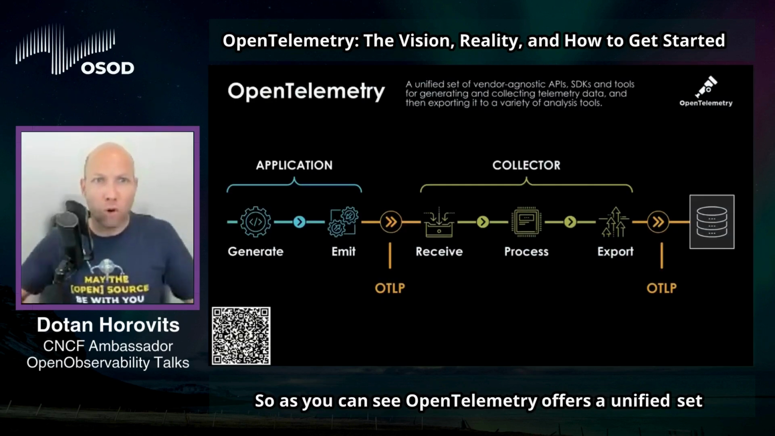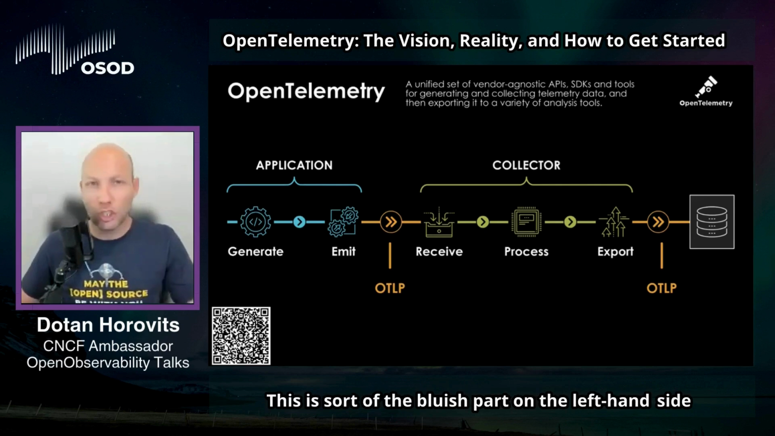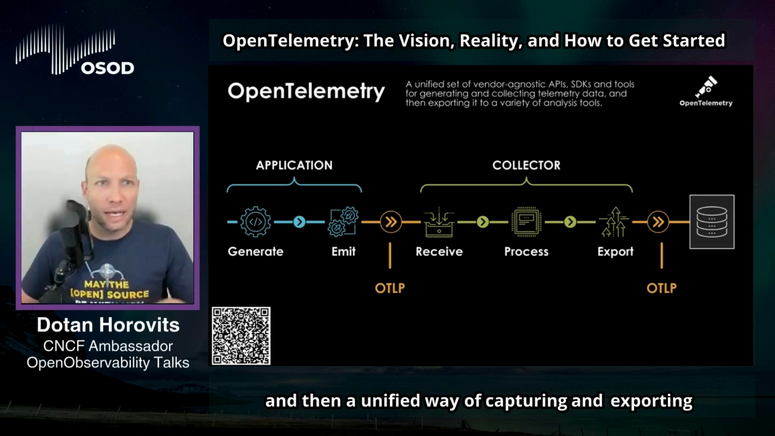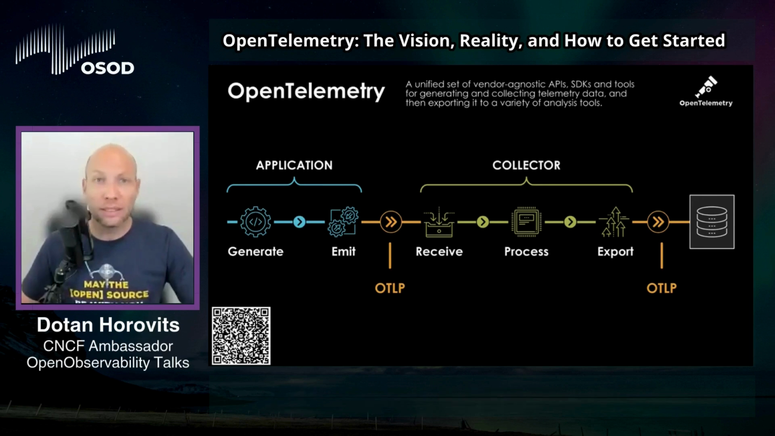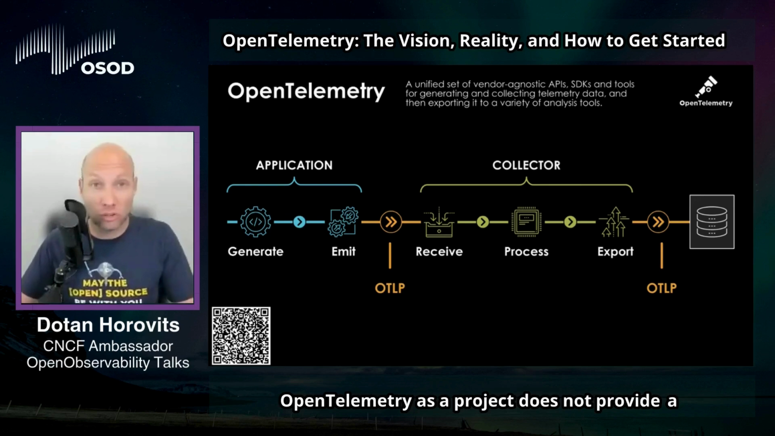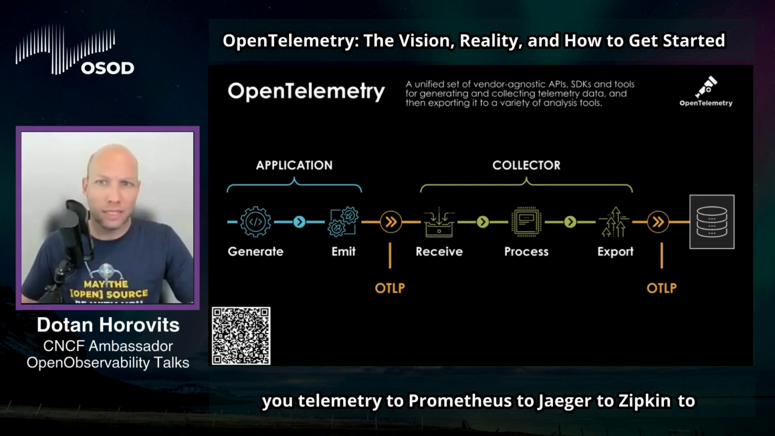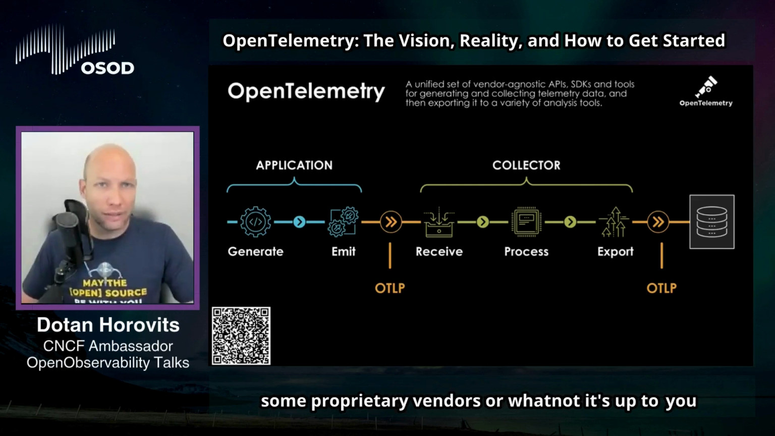As you can see, OpenTelemetry offers a unified set of vendor-agnostic APIs, SDKs, and tools for generating and collecting telemetry data. This is the bluish part on the left-hand side, and then a unified way of capturing and exporting that data. This is the green part, and then sending it to whichever backend tool you choose. OpenTelemetry as a project does not provide a backend, so you can choose to send your telemetry to Prometheus, to Jaeger, to Zipkin, to some proprietary vendors or whatnot.